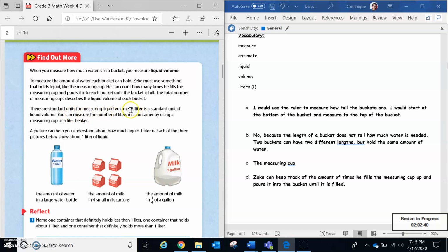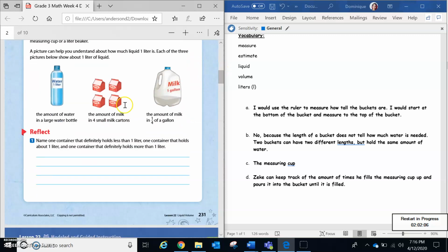There are standard units for measuring liquid volume. A liter, that's another one of our vocabulary words we talked about, is a standard unit of liquid volume. So when we're talking about measuring liquid, sometimes you might measure it in liters. You can measure the number of liters in a container by using a measuring cup or a liter beaker. This is another tool that holds liquid. A picture can help you understand about how much liquid 1 liter is. Each of the 3 pictures below shows about 1 liter of liquid.